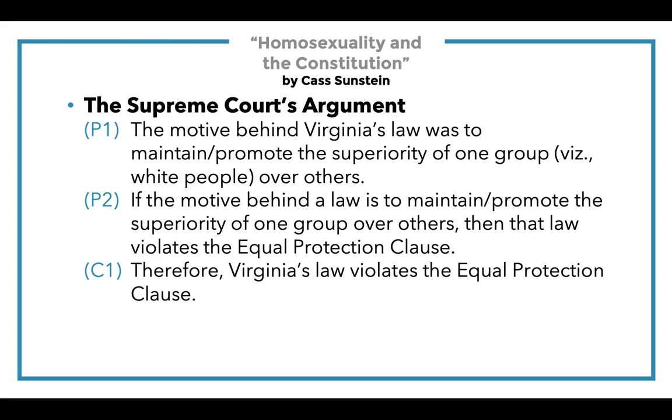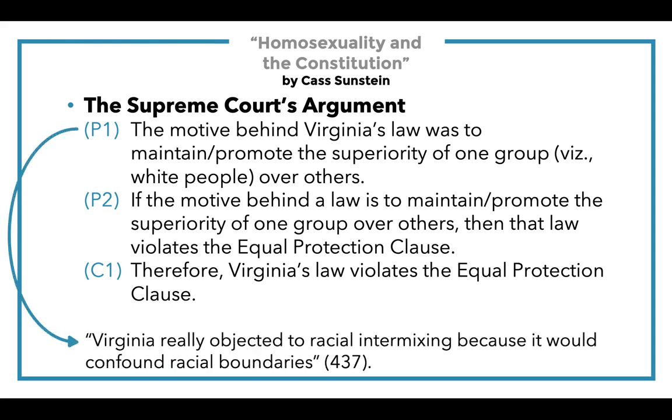Premise 1 is the more controversial one. What was the motive behind Virginia's law? Sunstein and the court are saying that the point of that law is to maintain or promote the superiority of one group, namely white people, over others. What's our evidence for this? Why think that that's right? The answer is that the reason Virginia objected to interracial marriage was because it would confound racial boundaries. There was this sense of here's the natural order of things. There are white people and there are black people, and never the two shall mix. That was Virginia's view.